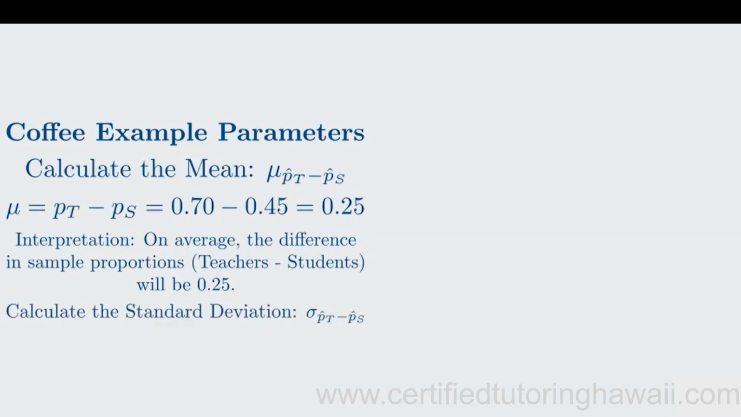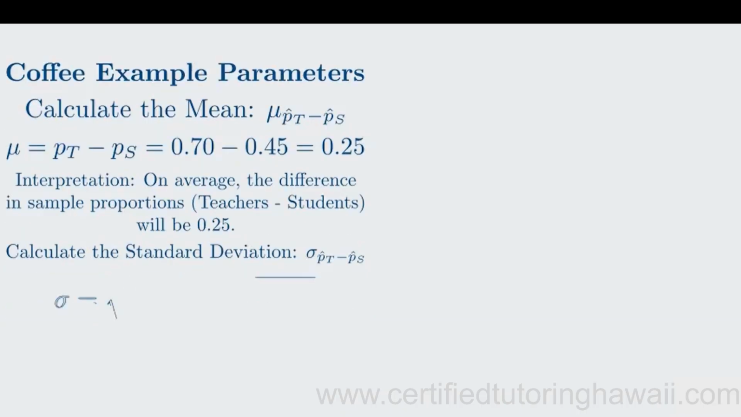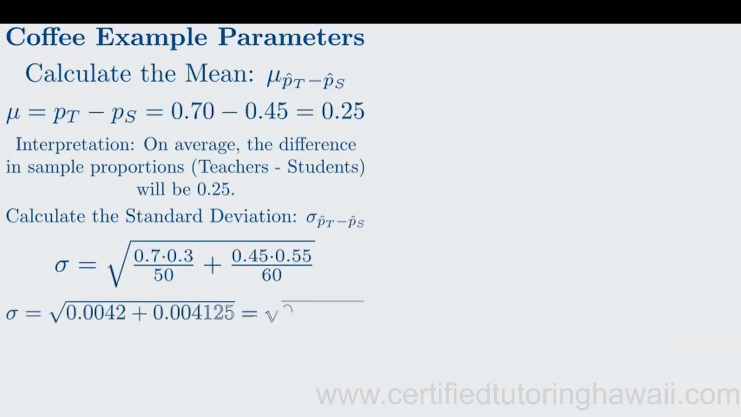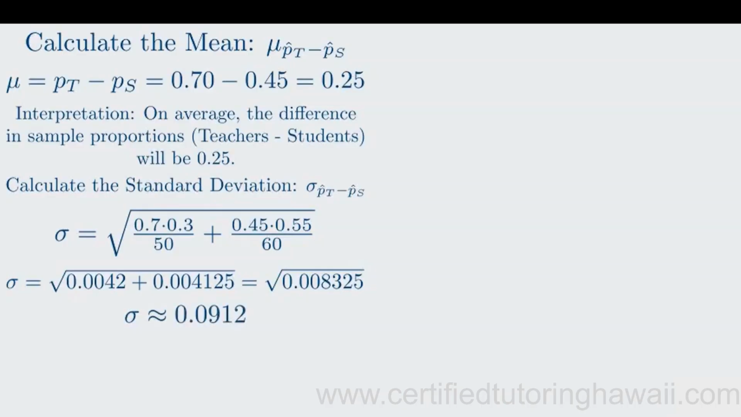Next, we calculate the standard deviation using our formula. We plug in the values for teachers, 0.7 times 0.3 divided by 50. Then we add the values for students, 0.45 times 0.55 divided by 60. Doing the math, we get the square root of 0.008325. This gives us a standard deviation of approximately 0.0912.